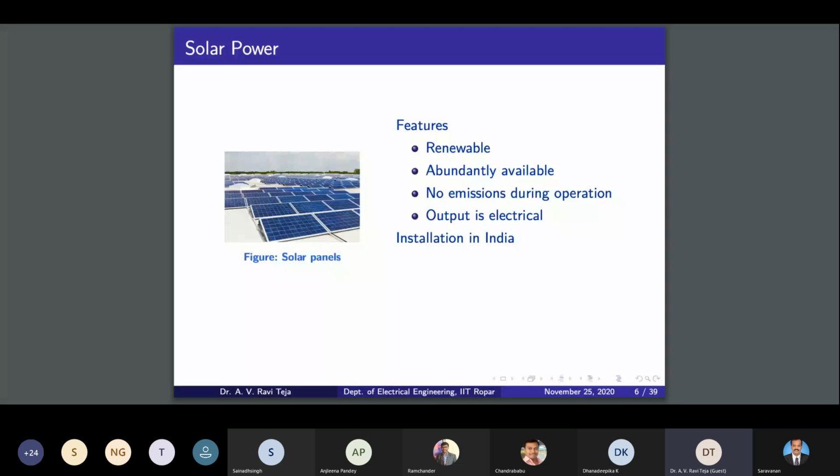But of course, one problem with a solar power generation system is that you need a lot of land. But nowadays, people are thinking of installing solar panels on riverbeds and on roofs, thereby reducing the requirement of land drastically. As of now in India, the installation of solar is 31.696 gigawatts already installed as of October 2019 data. So it is actually a good number and it is increasing further.